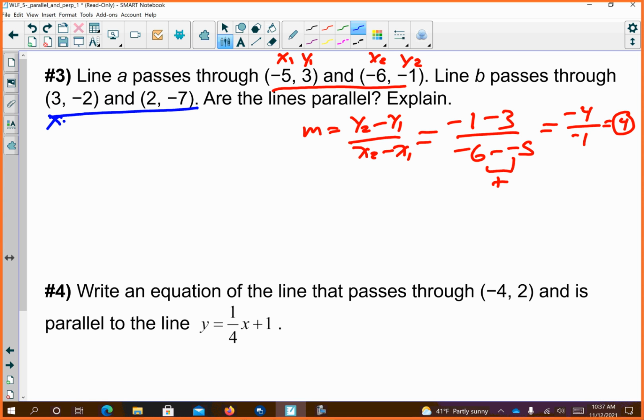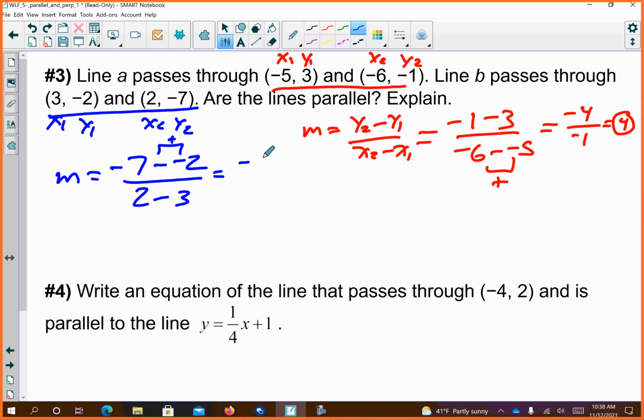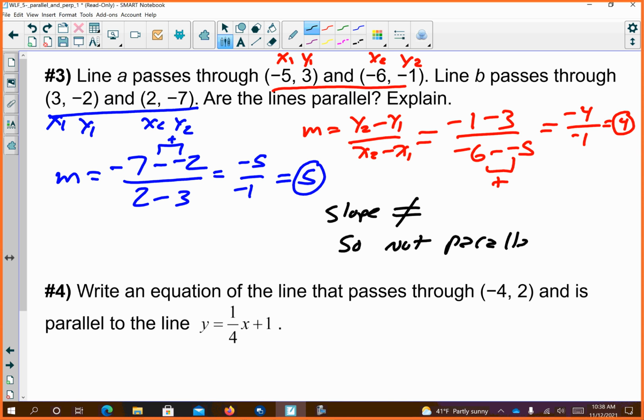I'm going to do the same thing here. x1, y1, x2, y2. So I'm going to get negative 7 minus negative 2 over 2 minus 3. That is positive. So that's going to give me negative 7 plus 2 is negative 5. 2 minus 3 is negative 1. That gives me 5. Is 5 the same number as 4? No. Slopes are not equal, so not parallel. Okay?